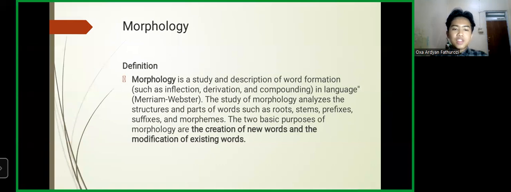So the definition. Morphology is a study and description of word formation such as inflection, derivation, and compounding in language. That's the definition from Merriam-Webster. The study of morphology analyzes the structures and parts of words such as roots, stems, prefixes, suffixes, and morphemes. The two basic purposes of morphology are the creation of new words and the modification of existing words. Next slide, please.